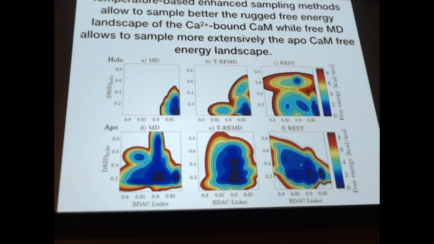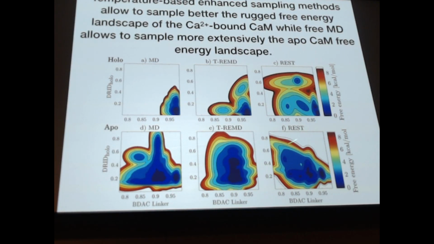In the case of the apo landscape, the situation is quite different. The sampling of the space is actually quite large, even when you use regular molecular dynamics. This is because this landscape is pretty much flat and featureless. And this means that having longer simulations actually allows you to sample the landscape more extensively.